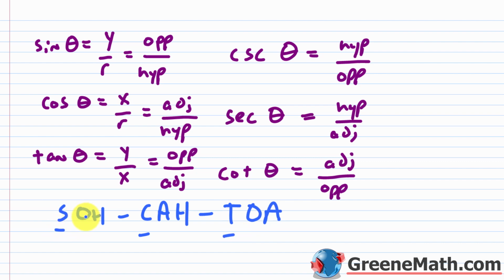So S for sine, it's the opposite over the hypotenuse. C for cosine, the adjacent over the hypotenuse. The T for tangent, the opposite over adjacent. So this is something you want to write down and think about constantly until you have it memorized. It's going to save you a lot of time. And then, of course, if you know your reciprocal identities, it's very easy to get the cosecant, the secant, and the cotangent by just flipping guys.